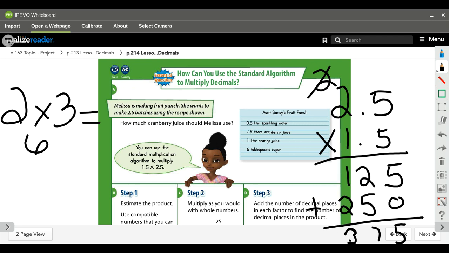And how I figured out that I'm going to have 3 and 75 hundredths is I had one value behind the decimal here, one value behind the decimal here. So the number of digits I have behind the decimal in each one of my factors tells me how many digits I need to have behind the decimal in my product. So I had 1, 2. That tells me in 375, I need to make that 2 digits behind the decimal. So the decimal is going to go between the 3 and the 7 to make 3.75 liters of cranberry juice is what we'll need. 3.75 is near 6, so the answer is going to be a reasonable answer.